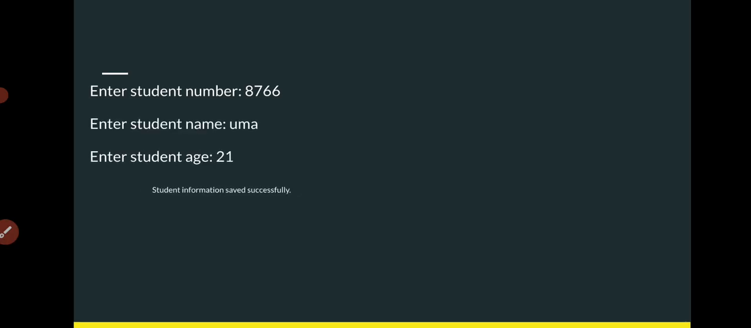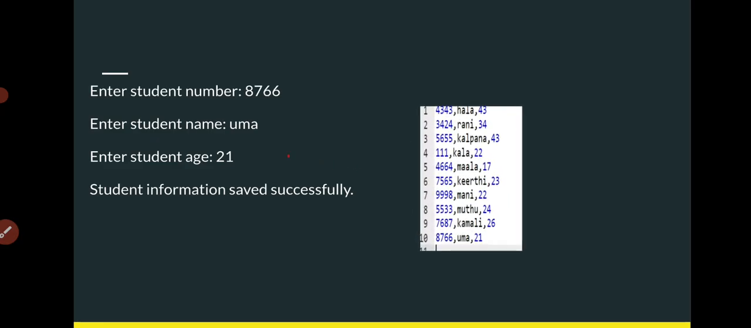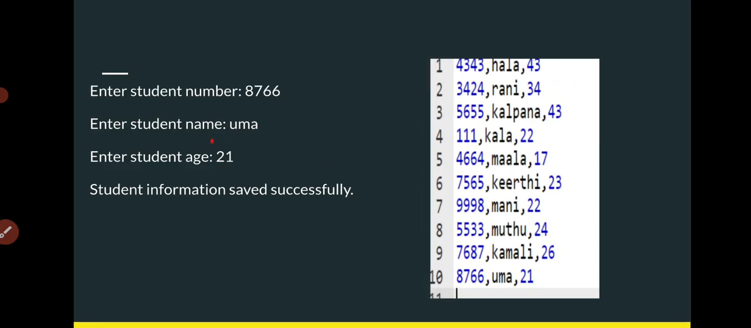This is the screenshot of the execution of the program. The execution asks for student number, name and age. The values are given and written into the file, and the message given is student information saved successfully. Now this is the output screen. So this is the student information text file which has been created from the beginning.